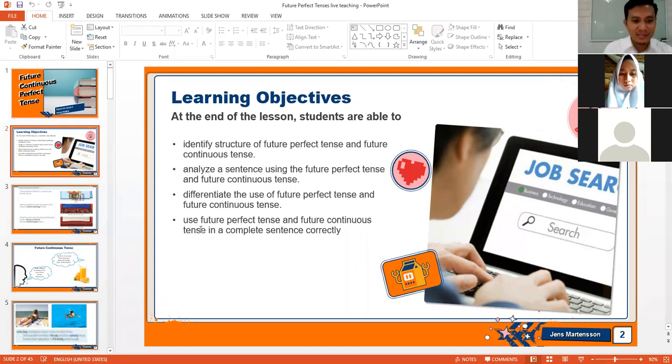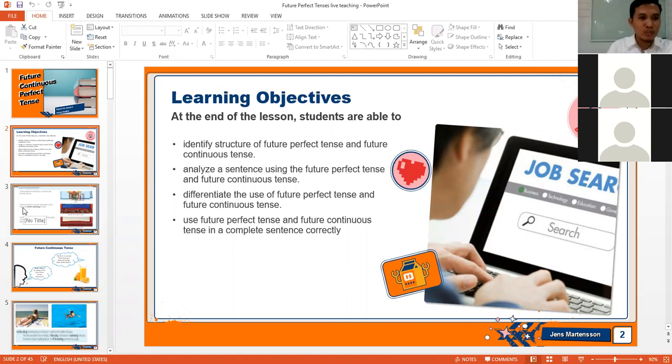And the last but not the least, you will be able to use future perfect tense and future continuous tense in a complete sentence correctly. So you will be able to apply these tenses even in writing or speaking. Okay, so let's start now.